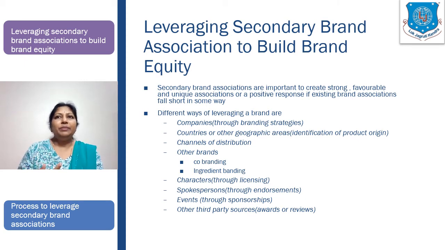First is through companies, that is building branding strategies. Here, the strength of the association from the brand to the company and other existing brands is done. The second, countries or other geographic areas. Here, the identification of product origin is chosen. Choosing a brand with strong national ties communicates self-image based on the strong points of differences.